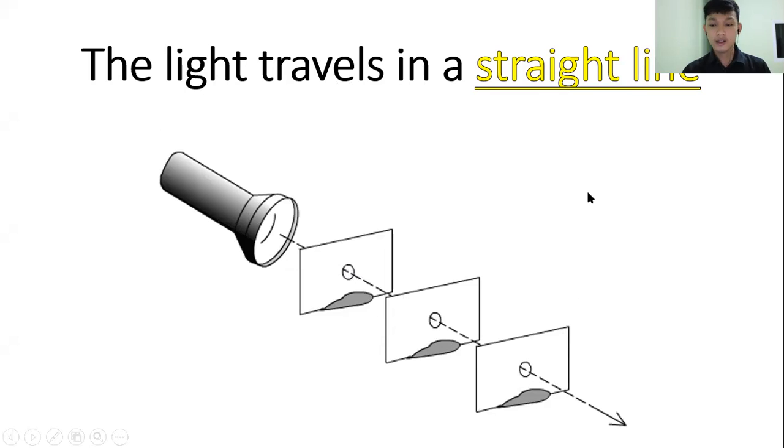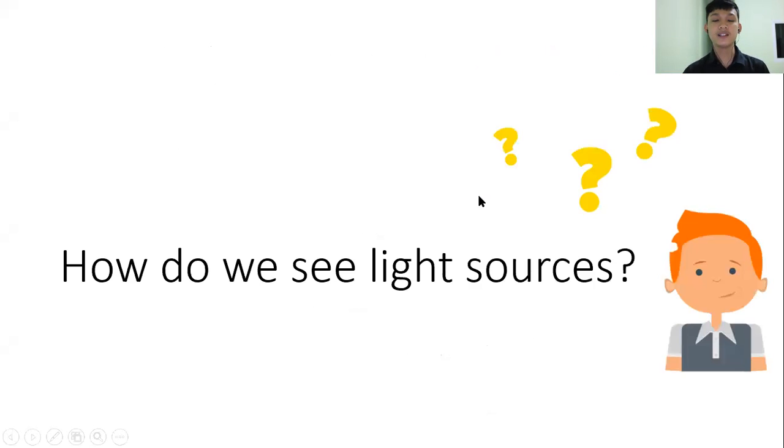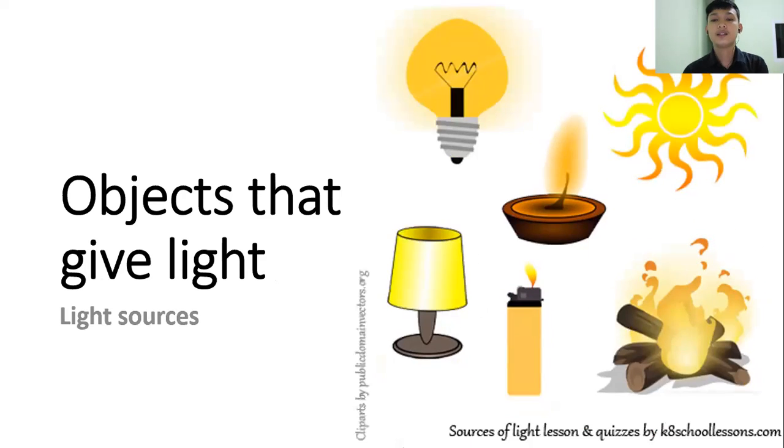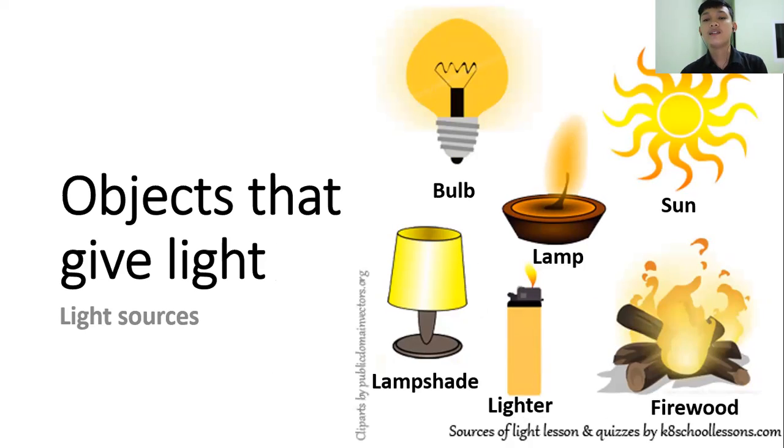Now, let us move on with our next lesson. How do we see light sources? Objects that give light are light sources. What are the light sources again that give light? Okay, we have bulb, lamp, sun, lampshade, lighter, and then firewood. Okay?